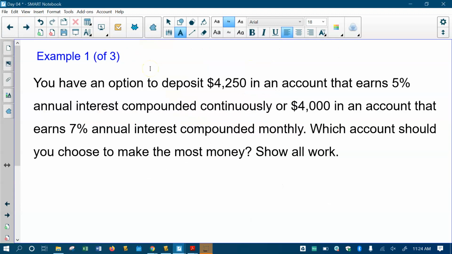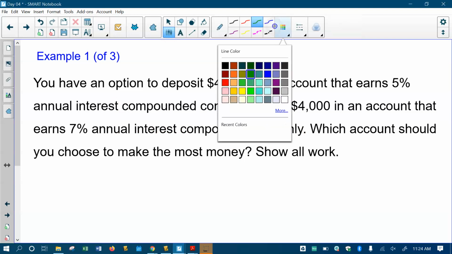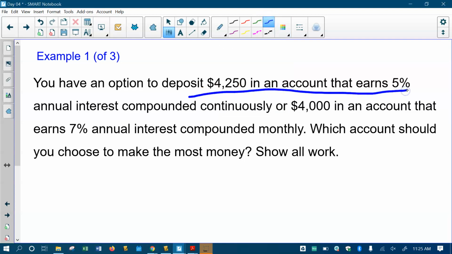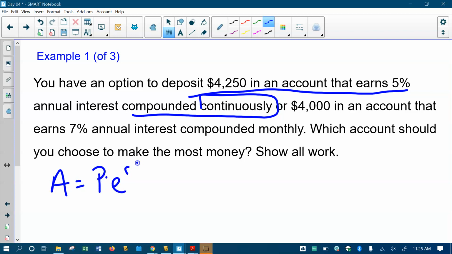You have an option to deposit $4,250 in an account that earns 5% annual interest compounded continuously, or $4,000 in an account that earns 7% annual interest compounded monthly. Which account should you choose to make the most? So what I'm going to do first is start with my first information here, which is $4,250 compounded continuously. Compounded continuously, again, means A is equal to P times e to the rt.